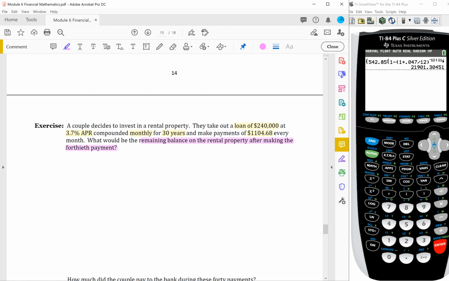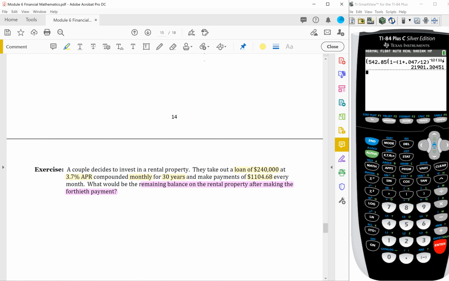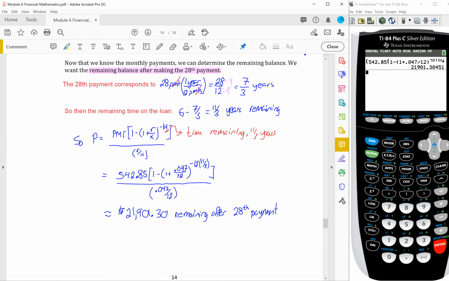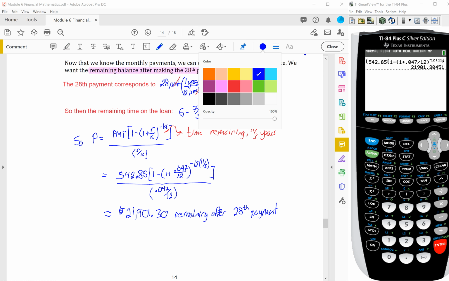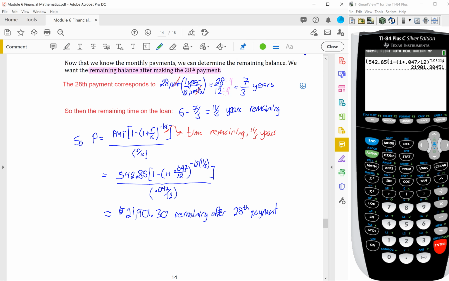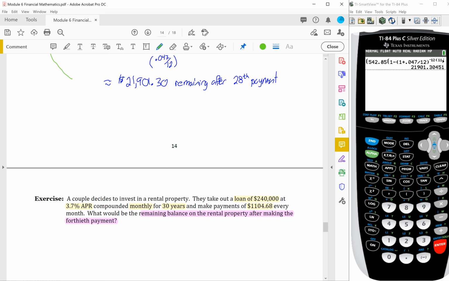So this problem is very similar to the last one, but I already told you what their monthly payment is to save us a little bit of time. But I'd like you to come up with the remaining balance after the 40th payment on your own. It's going to be very similar to this set of calculations that we did here. So I need you to duplicate this portion of our work for this couple that's investing in this rental property. I'd like to let you do this on your own, so if you could please pause the video and come back and double check what we get afterwards. I'll see you in a moment.